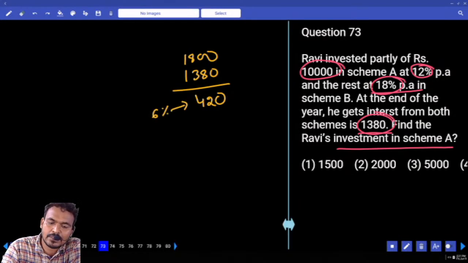That 6% equals how much? 420. But we require the sum. How much percent do we need? 100%. What is the answer? 7,000.